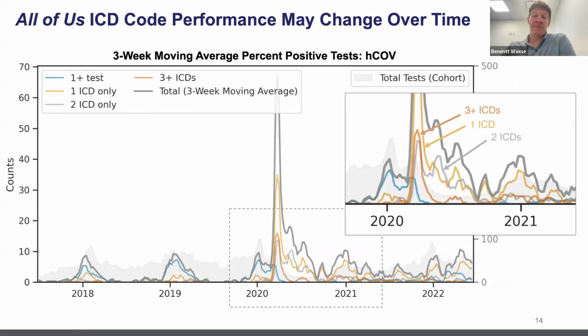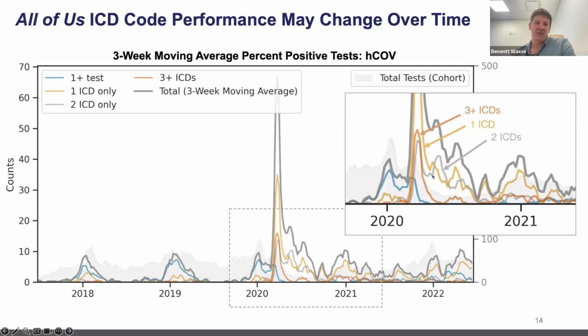Now we'll look at an example where it didn't work. As you might have guessed, human coronavirus codes lose their specificity during COVID. If we look first at 2018, 2019, we can see that lab tests rise and fall during the winter seasons. One ICD code episodes are present, although they're few in number. Then when we go to 2020, we see again the same trend that we saw in all prior years. But as soon as the COVID pandemic starts, you can see a huge takeoff of 1, 2, and 3 ICD code episodes without any rise in tests.